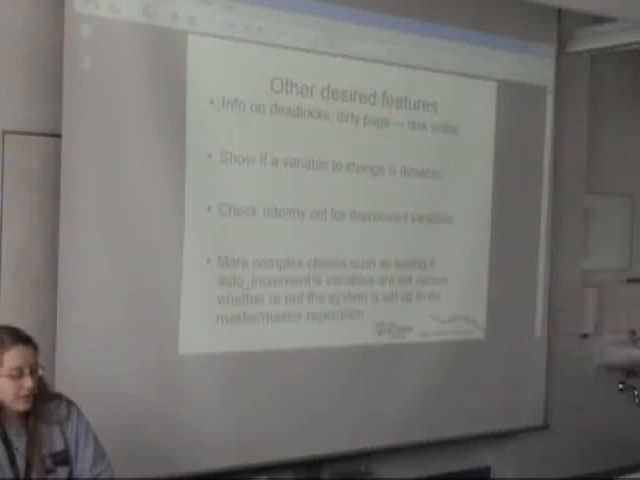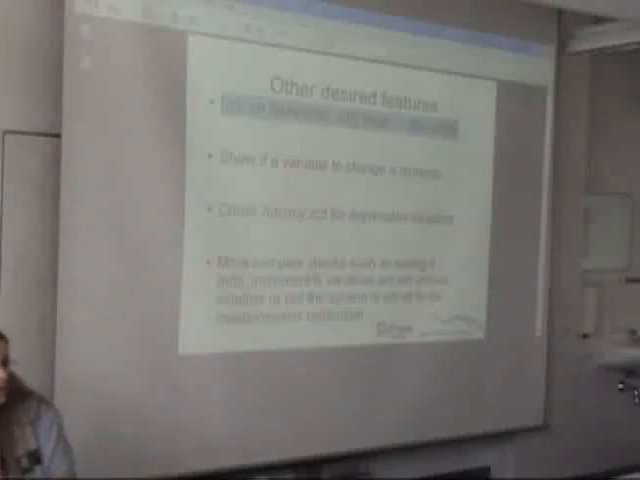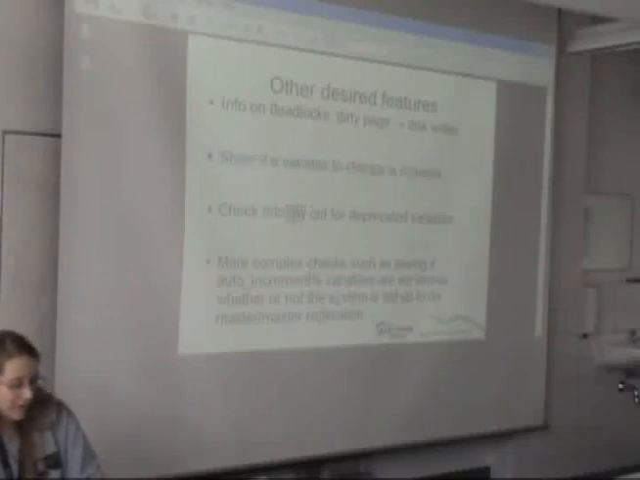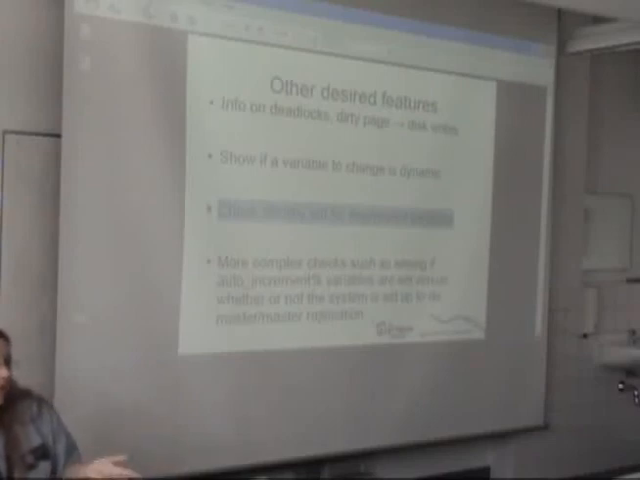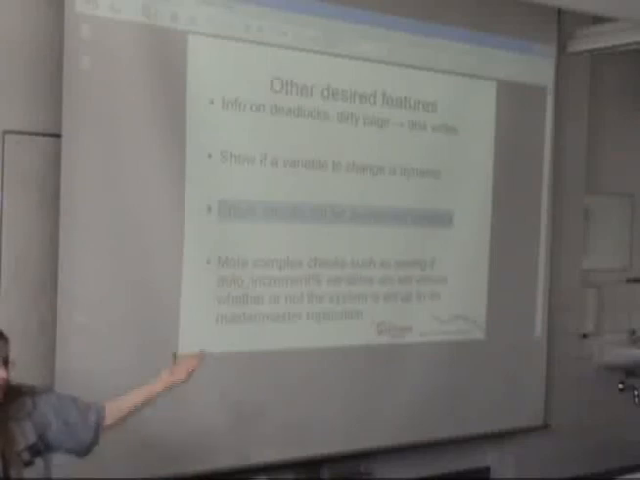Other desired features: I'd love to have some information on deadlocks, and how many times you had a dirty page and how long it was until that dirty page was written to disk. Show if a variable to change is dynamic, that's important, we talked about that. Check etc/my.cnf for deprecated variables. That's not too hard. It would be a hard-coded list, but say, if you actually have table_cache in your etc/my.cnf, you should change that.